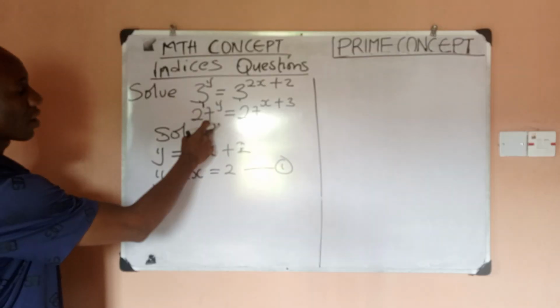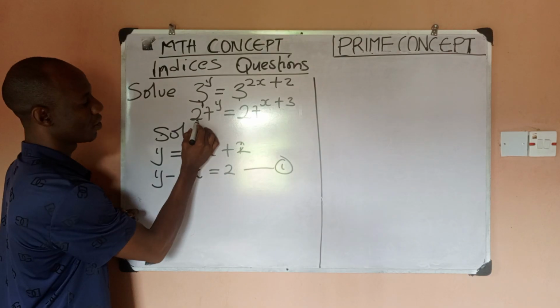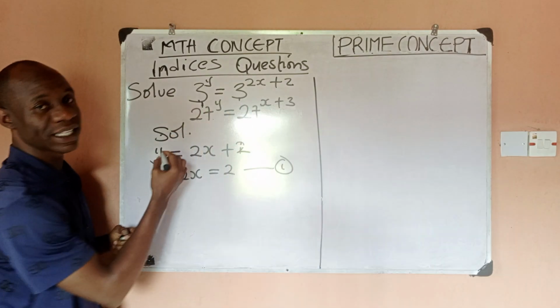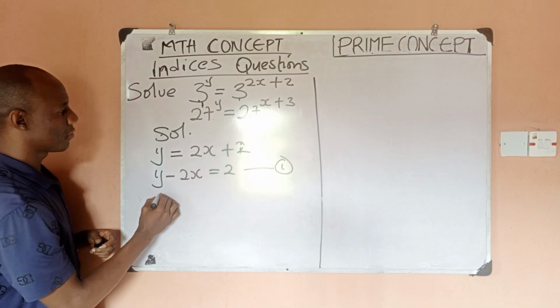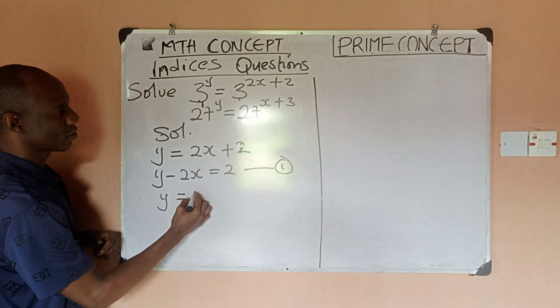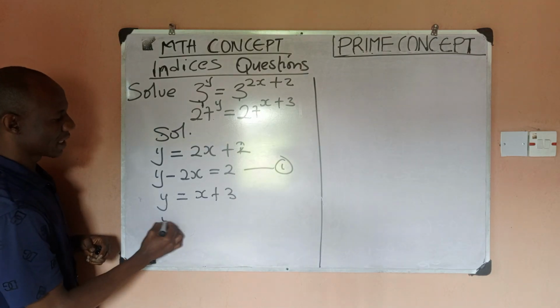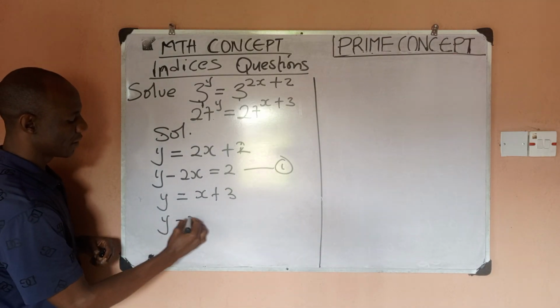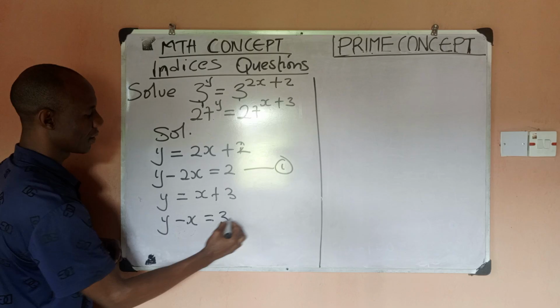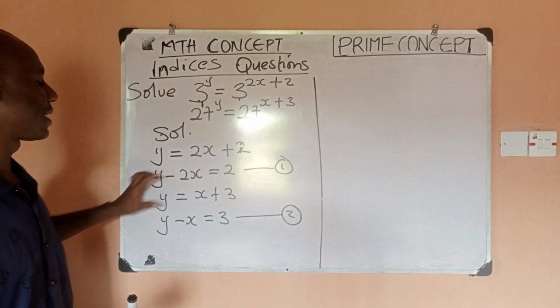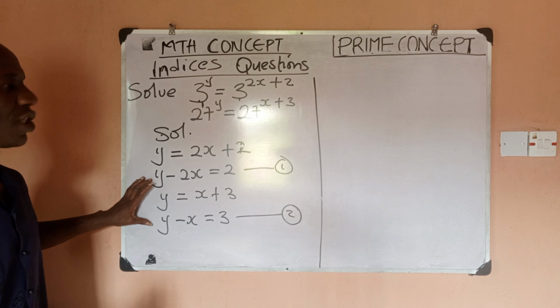Now let's go to the second one. You still notice we have a common base, 27 and 27, which simply means I can equate their powers. So I would have y equals x plus 3. Rearranging this, I would have that y minus x equals 3. So I'll call this equation 2. You can see that these indices have led me to simultaneous equation.